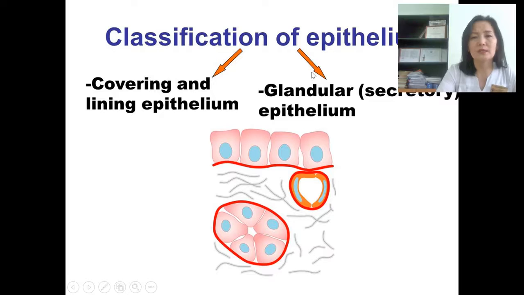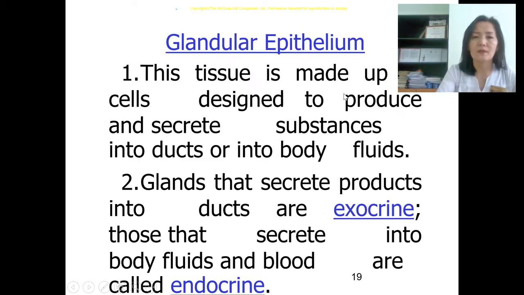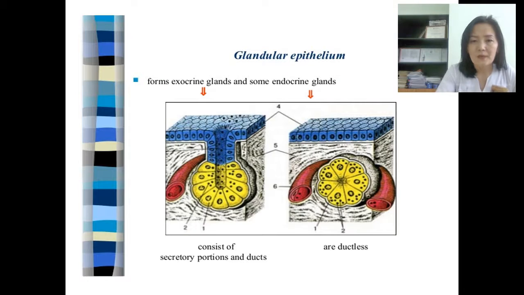If you remember, first of all, we divided epithelium into two main groups, covering and lining epithelium, and the second one is glandular epithelium. Glandular epithelium, this type of tissue is made up of cells designed to produce and secrete substances into ducts or into body fluids. Glands that secrete products into ducts are exocrine. Those that secrete into body fluids and the blood are called endocrine. I hope you know about it.